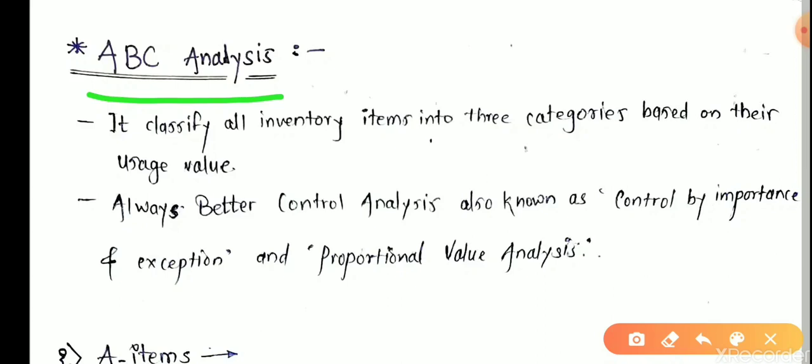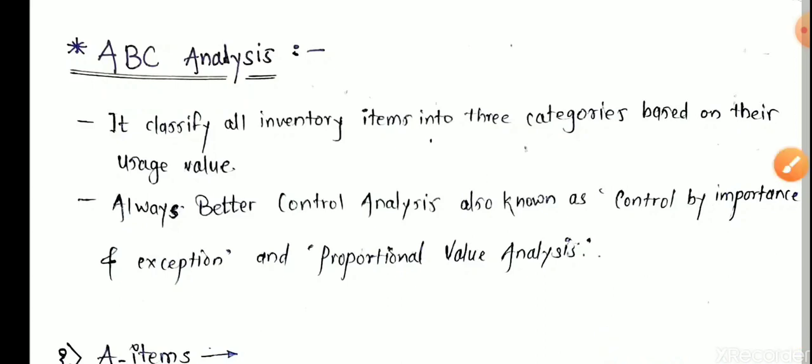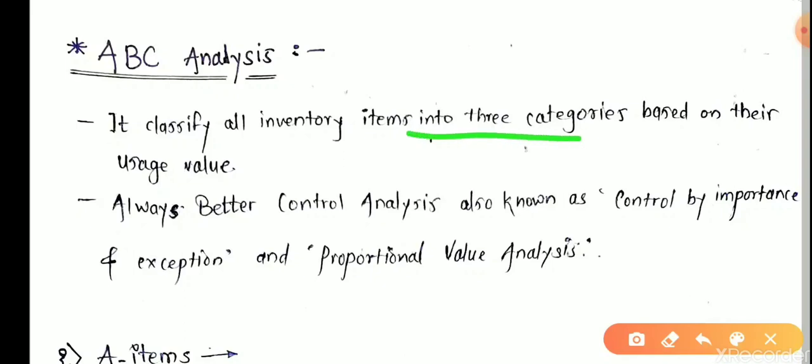What is ABC analysis? What is its importance, its limitation, its necessity, and the terms that come under the ABC analysis. It classifies all inventory items into three categories. What are the three categories? That is A, B, and C. In these three categories, we are going to categorize all our inventories, that is raw material, semi-finished goods or finished goods, on their usage value, meaning the amount we have to pay or invest on this inventory. According to this usage value, we classify these materials into three categories.